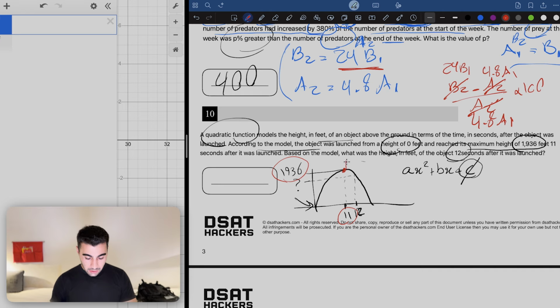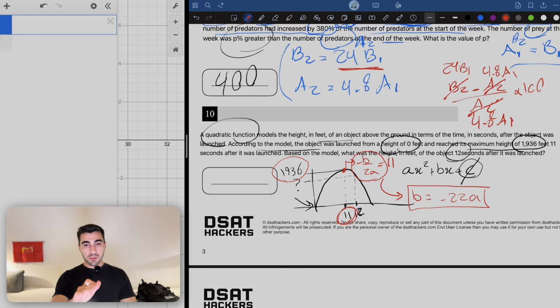And we know that the vertex's x-coordinate is negative b over 2a. This is something that you have to memorize. You have to know that the vertex of the quadratic function, or the symmetry line, is negative b over 2a, right? So negative b over 2a is equal to 11. That's the first thing. Let's simplify this. It's going to give us b is equal to negative 22a. Okay, we got this. b is equal to negative 22a.